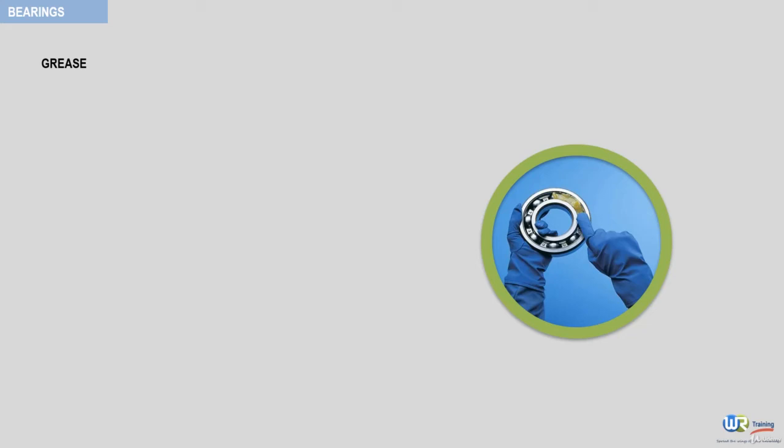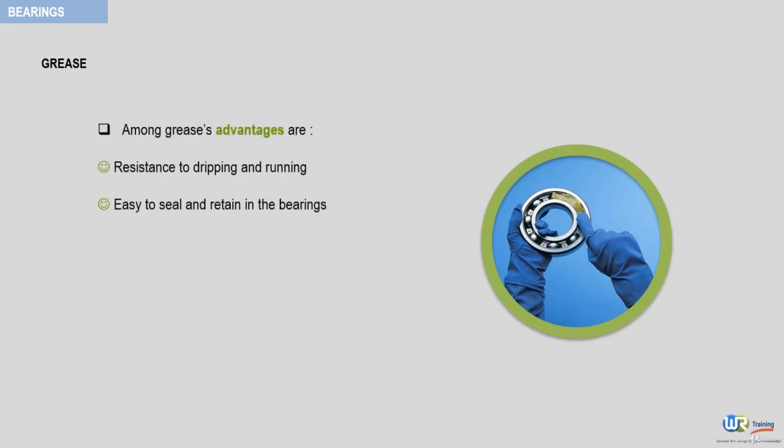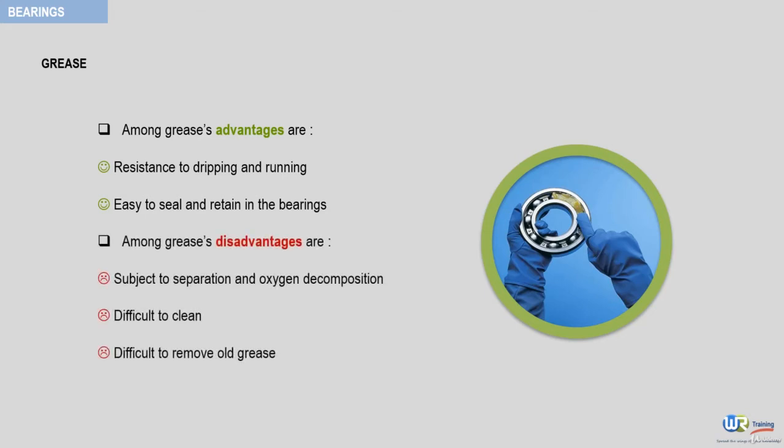Grease is selected for use in pump bearings for its advantages, including its resistance to dripping and running, and it's easy to seal and retain in the bearings. Grease also has some disadvantages. It is subject to separation and oxygen decomposition. It is difficult to clean and remove old grease from the bearing assembly.